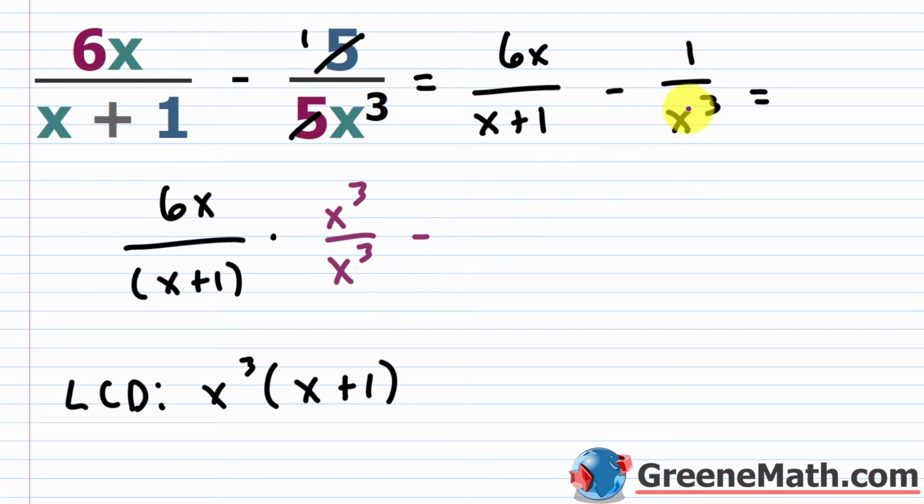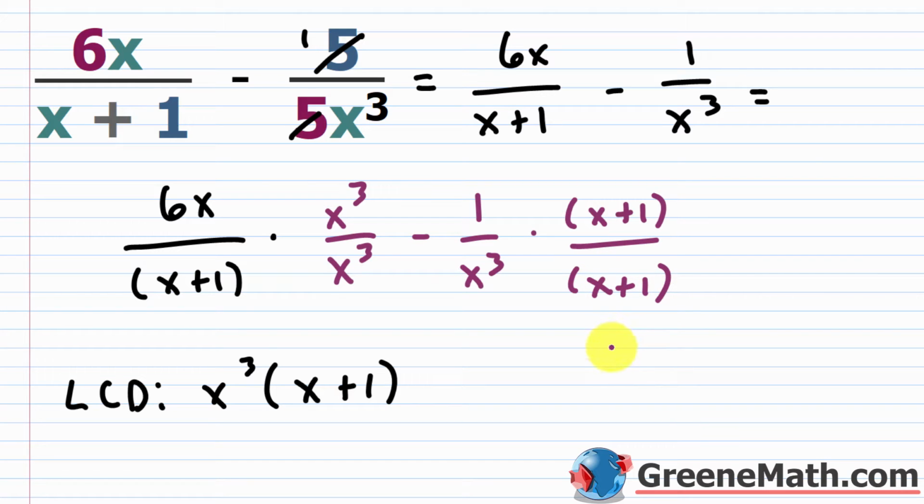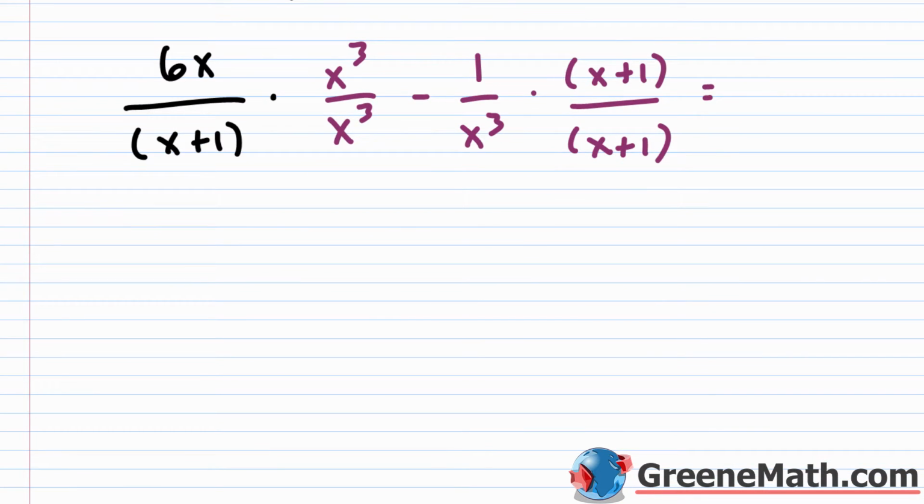So then I'm going to subtract away, same process over here, 1 over x cubed, times, what am I missing? I'm missing the x plus 1. So I can go x plus 1 here over x plus 1 here. Okay, so let me get rid of this right here. Don't need that anymore. And now I'm just going to scroll down a little bit. We're going to go through and just simplify. So 6x times x cubed, the 6 would stay the same. X times x cubed is x to the 4th power.